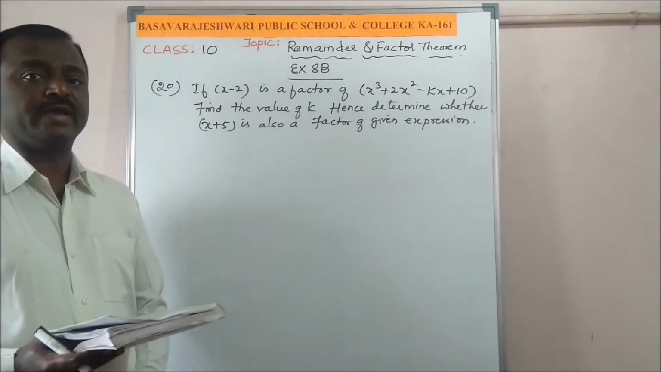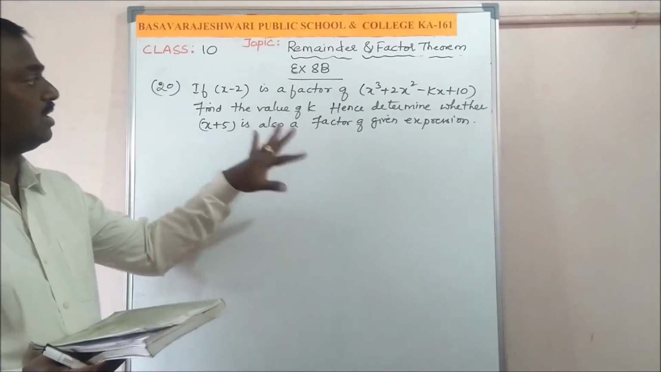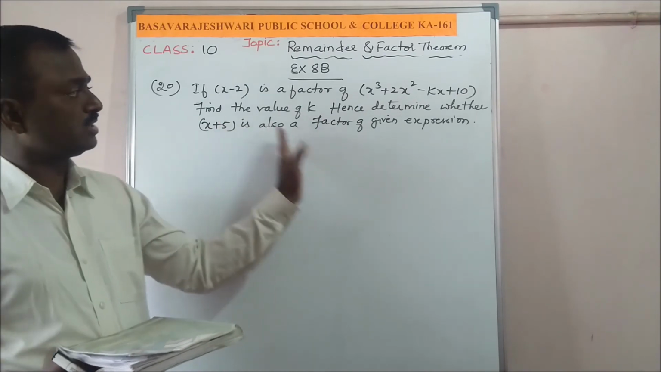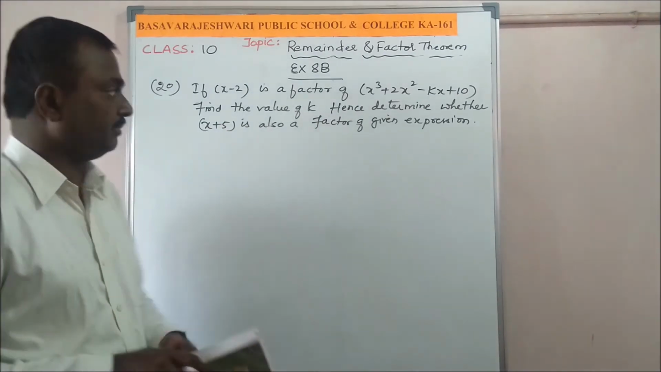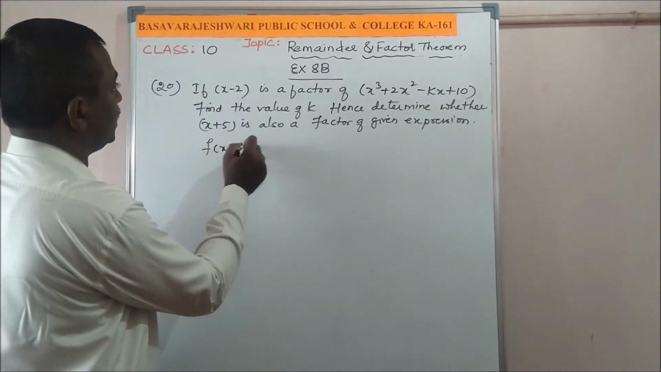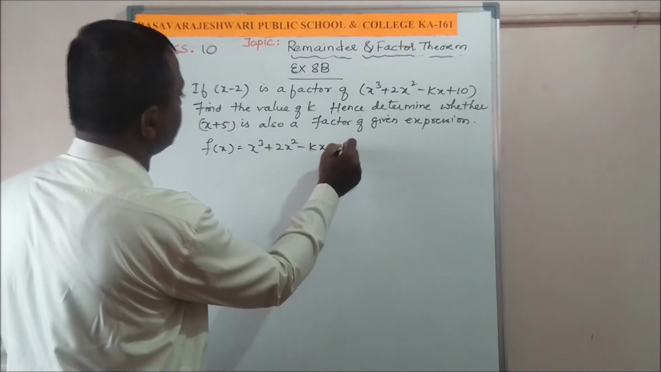So 20th sum: x minus 2 is a factor of x cube plus 2x square minus kx plus 10. Find the value of k first. Then we have to determine whether x plus 5 is also a factor of the given expression. Okay, f of x is what here? x cube plus 2x square minus kx plus 10.